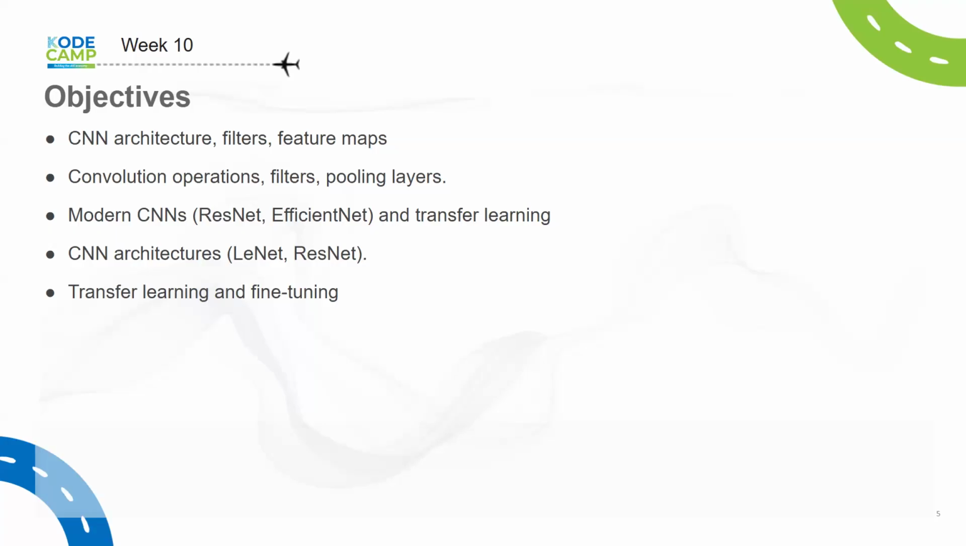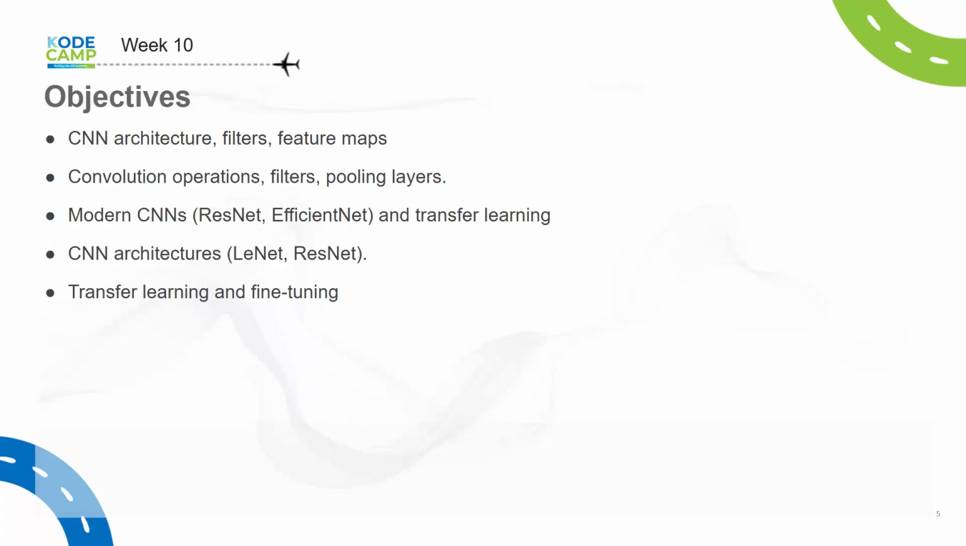We'll talk about the modern CNNs, ResNet, residual network, EfficientNet, and then we'll talk a little bit about transfer learning. Transfer learning is when you take a model that has already been fully trained and you adapt it a little bit. You just maybe add a few weights at the end and retrain it with new data so that it can be used for a similar function, right?